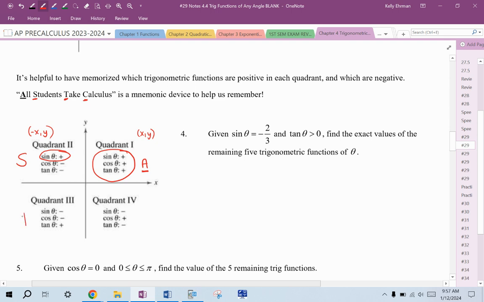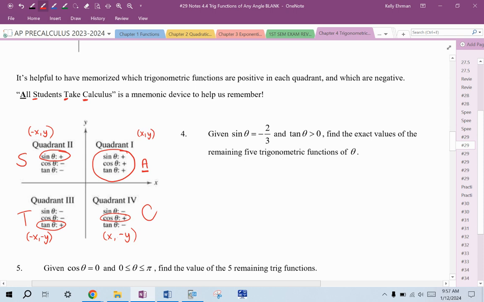Take is T for tangent. Only tangent is positive in quadrant 3. That's because both x and y are negative, so when you divide them to get tangent, you get a positive. And calculus, C, calculus is for cosine. So all students take calculus. So this final one, cosine is positive because all the x's are positive, but the y's are negative in quadrant 4. So all students take calculus will help you with a problem like this.